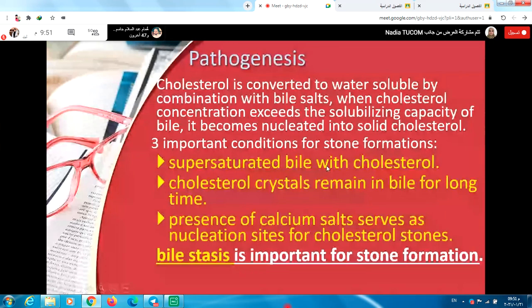We will mention the risk factors later. Second, cholesterol crystals remain in bile for a long time, as we mentioned a little while ago. Bile stasis is essential for formation of cholesterol stones, and even if the stones are pigmented, with associated infection and obstruction. Third, presence of calcium salts. Calcium salts serve as a nucleation site for cholesterol stones. And again, bile stasis is very important for stone formation.